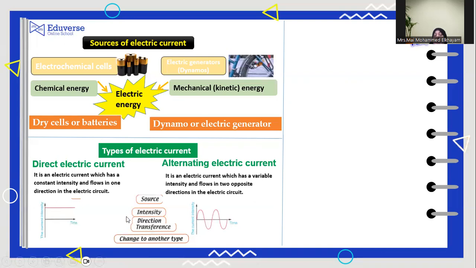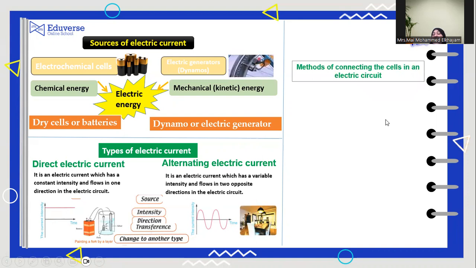For the uses, direct current is used to operate some electric appliances and, very important, electroplating. While alternating electric current is used to light up the streets, houses, and to operate electric appliances.